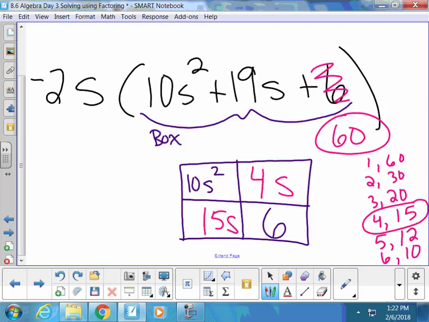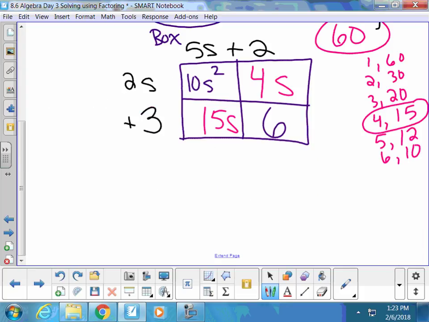And now we get to pull out our common terms. So in row 1, they definitely have a 2 in common, and they definitely have an S in common. What does 15S and 6 have in common? A 3, good. And then 2S times 5S would be 10S squared, and 2S times 2 would be 4S. So here's how my final would look.